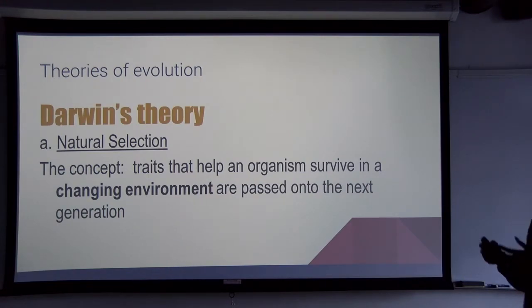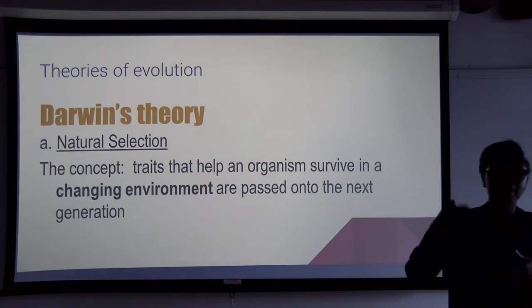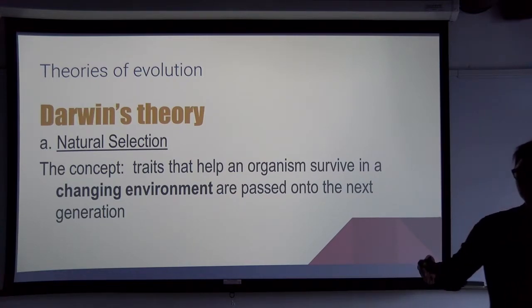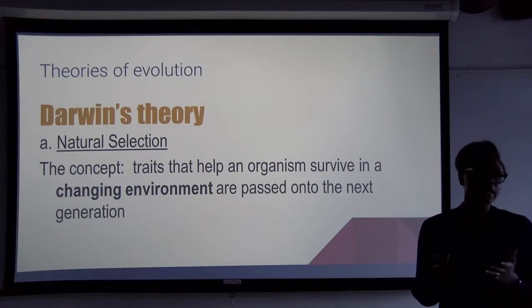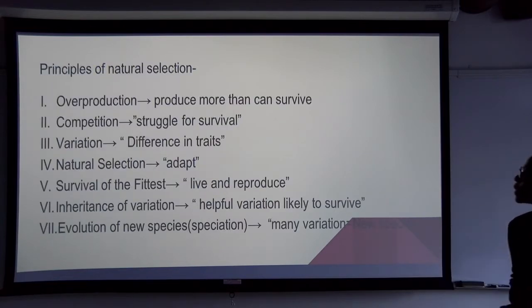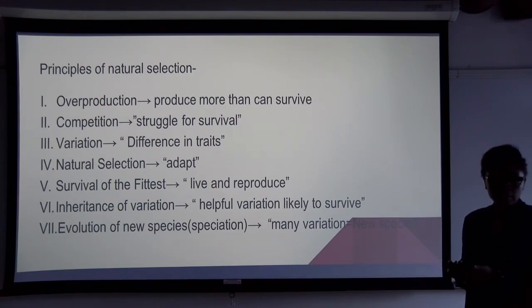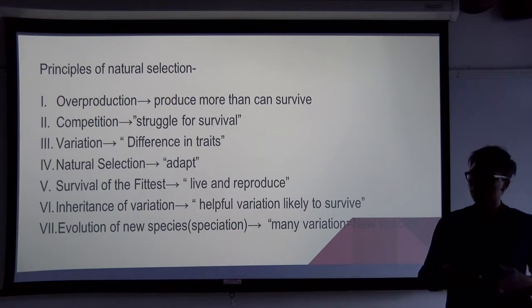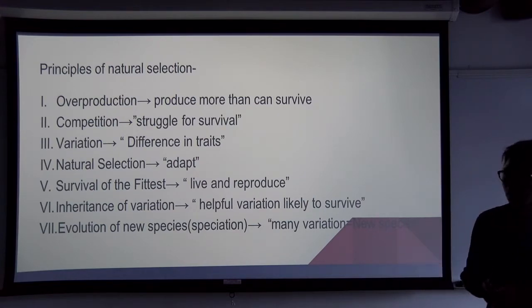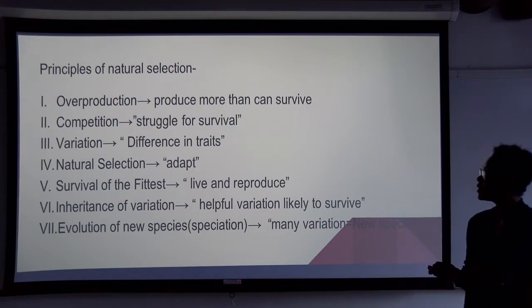The concept that organisms will have the traits to help them survive in a changing environment. Saying that if you have the trait that's going to help you to be best suited in that environment, you will be able to live and reproduce. And so Darwin said these are the principles you need in order to survive and reproduce. You need to be able to overproduce, make more than can survive, in case some die out. There'll be some organisms left to carry on that species.